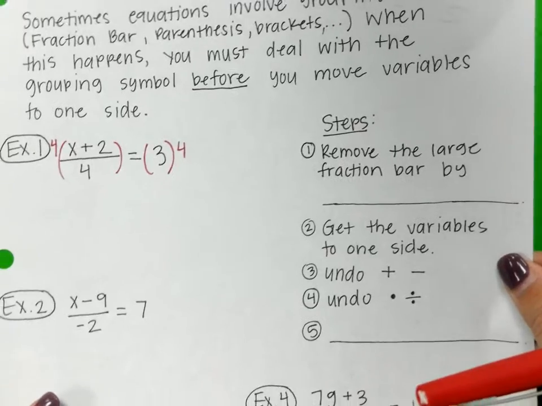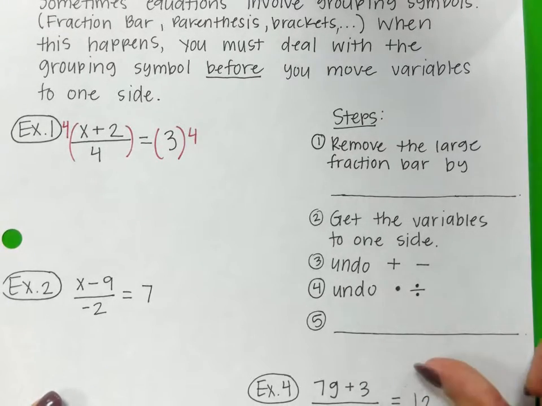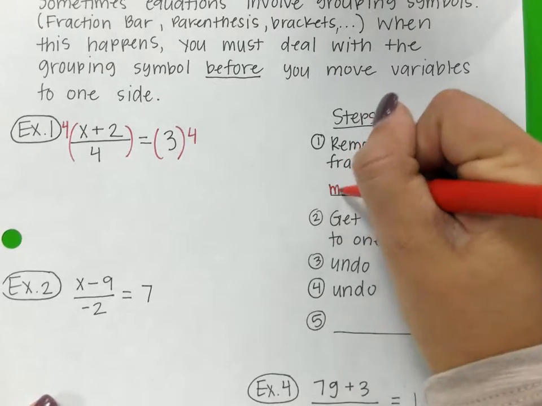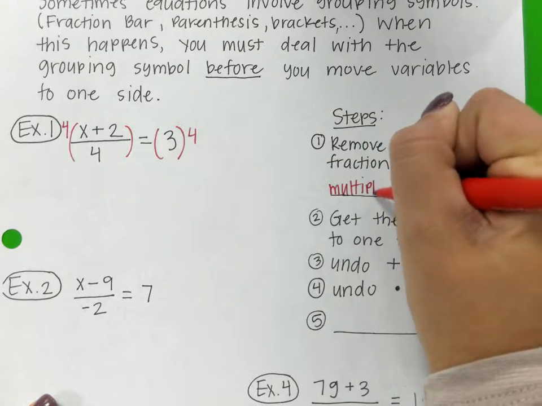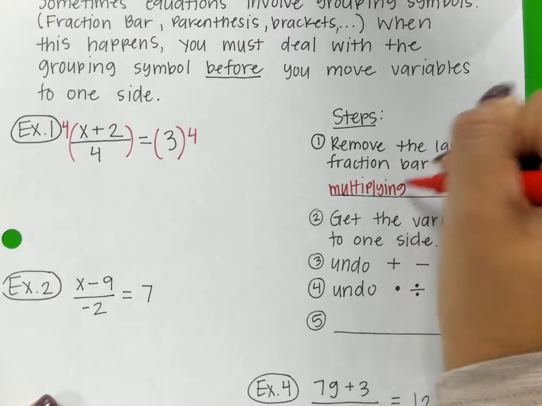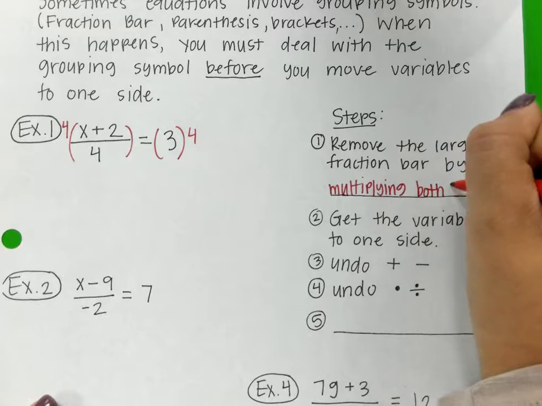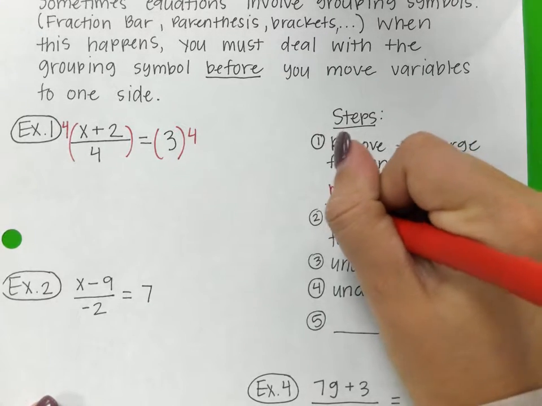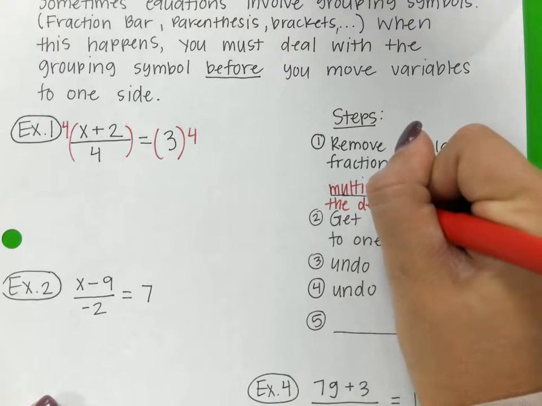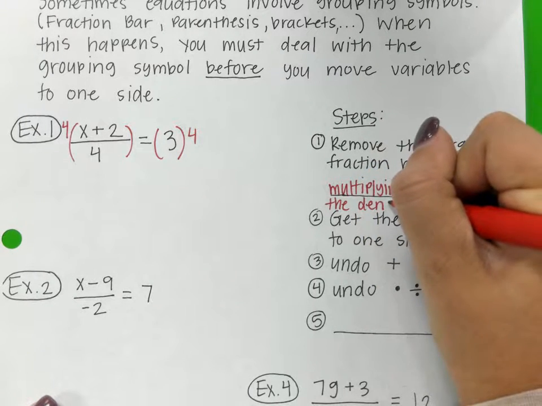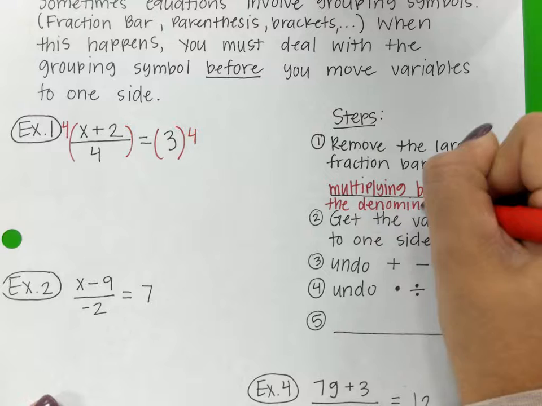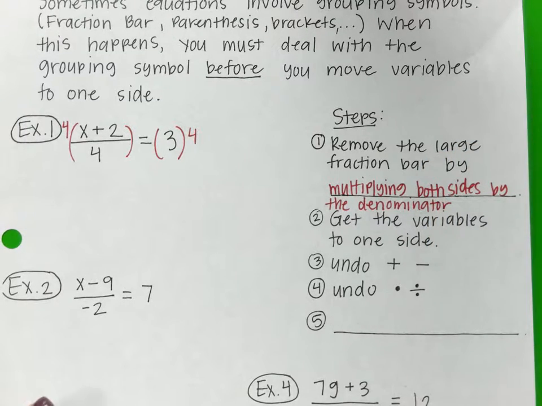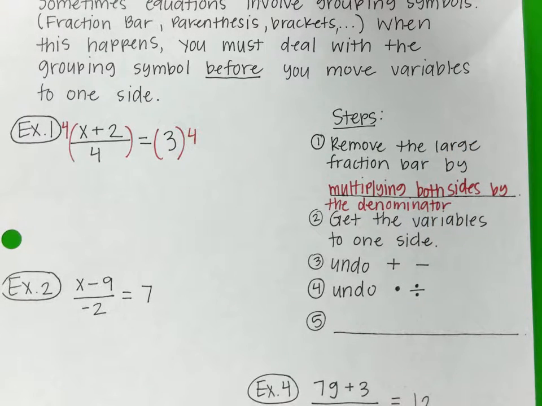So let's fill in step number 1. It says remove the large fraction bar by multiplying both sides by the denominator. Remember that your denominator is that number on the bottom of your fraction. So you have to multiply both sides by the denominator.